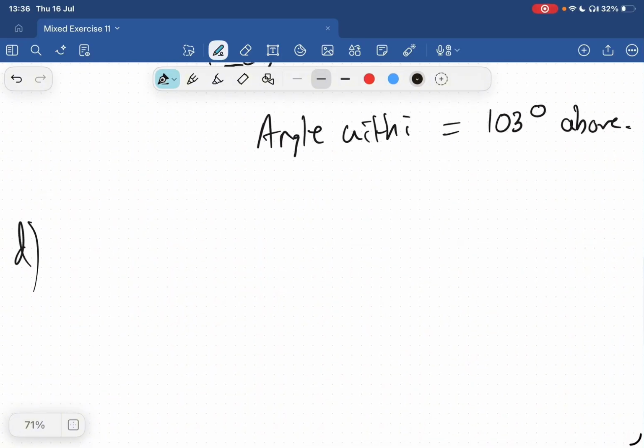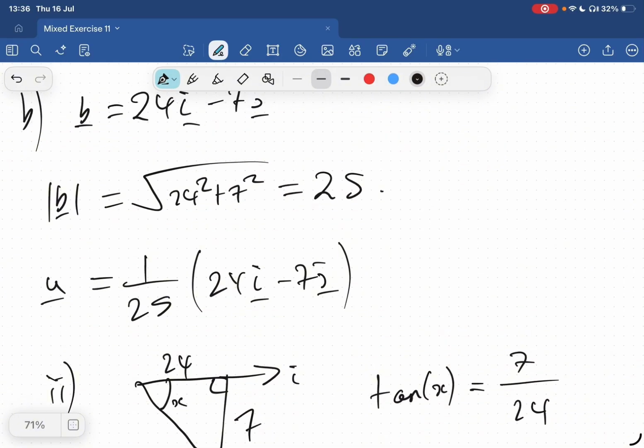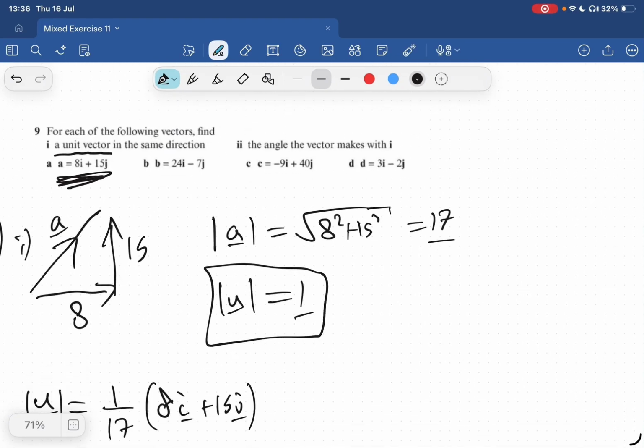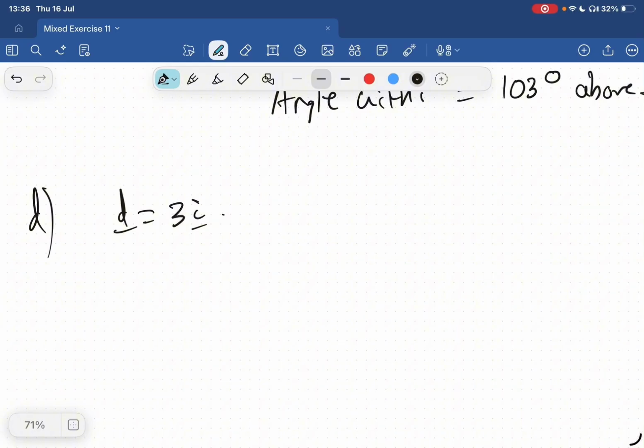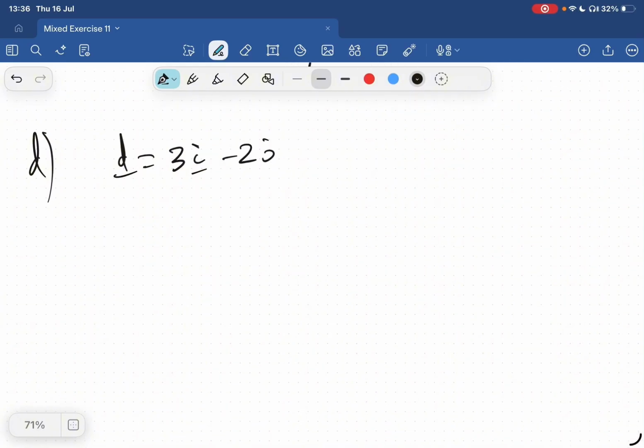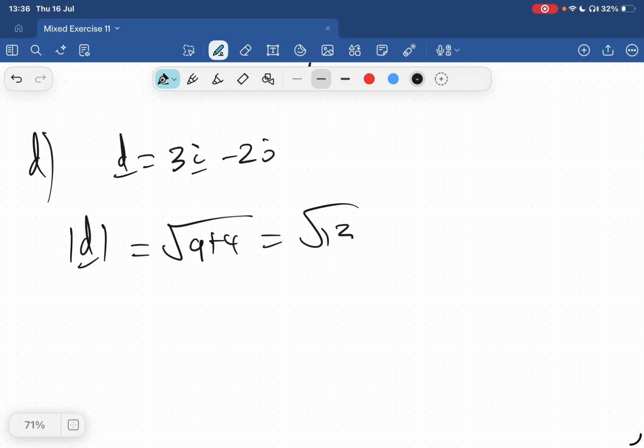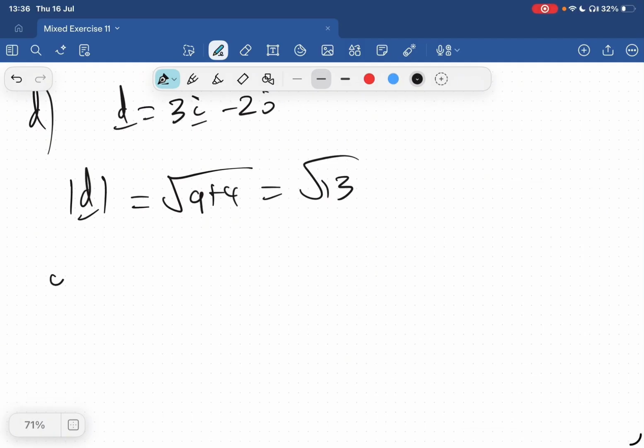Now, part D, figure out what our D vector is. We have 3i minus 2j. Yet again, we need to find the magnitude of D, which is going to be the square root of 9 plus 4, which is square root of 13. So then our unit vector is 1 over root 13, 3i minus 2j.